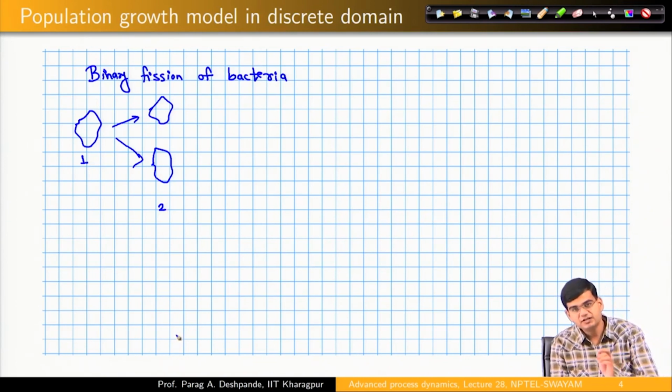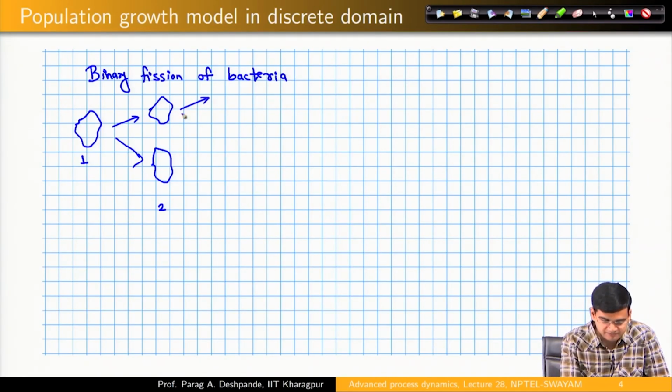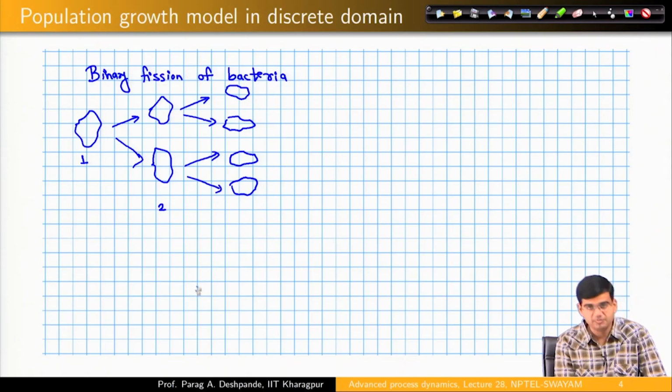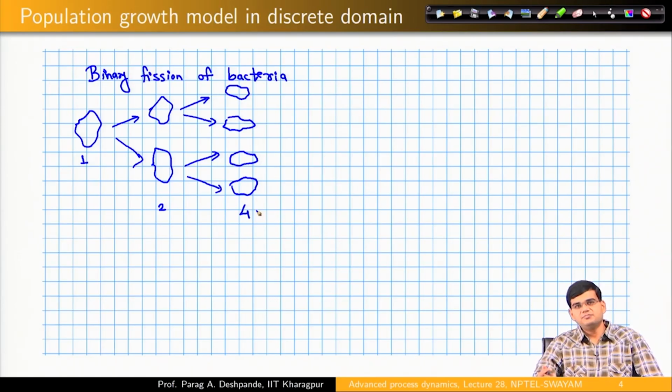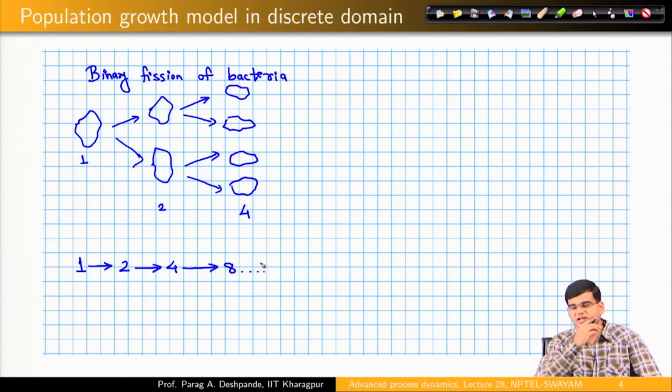Now, each of the daughter bacterium will result into 2 further bacteria. So, I can further see this as this case. So, now the population is 4. So, how is my system evolving? 1 goes to 2, 2 goes to 4, 4 goes to 8 and so on, right.